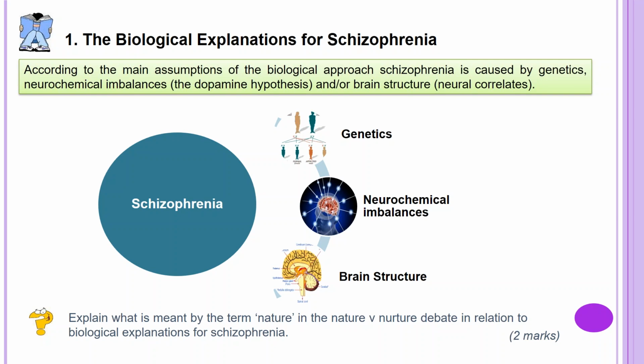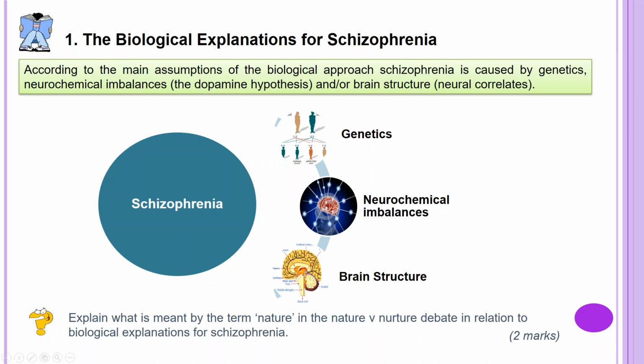If you're using one of our workbooks, or if your teacher has downloaded our workbook from TESS, please complete the following question. If you haven't got one of our workbooks, on a piece of paper, complete the following question. Explain what is meant by the term nature in the nature versus nurture debate in relation to biological explanations for schizophrenia. You may want to pause the video at this point in order to answer the question.